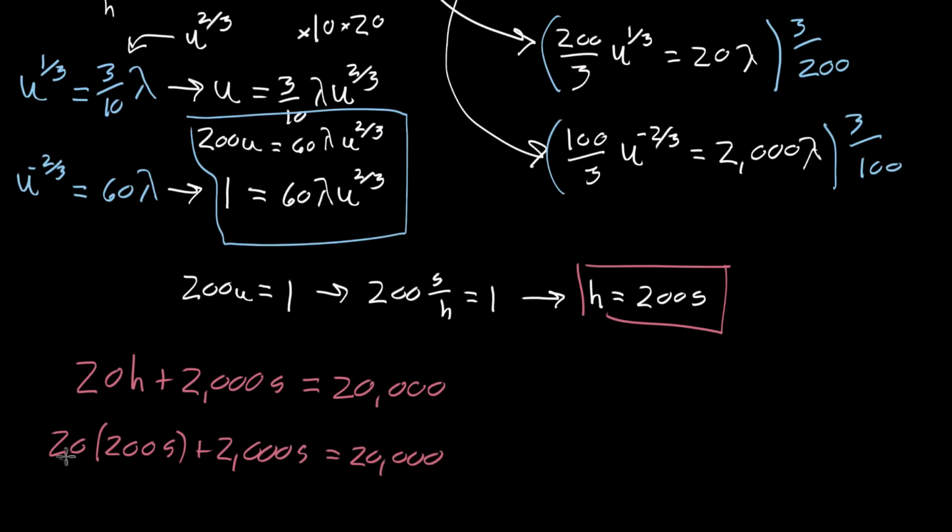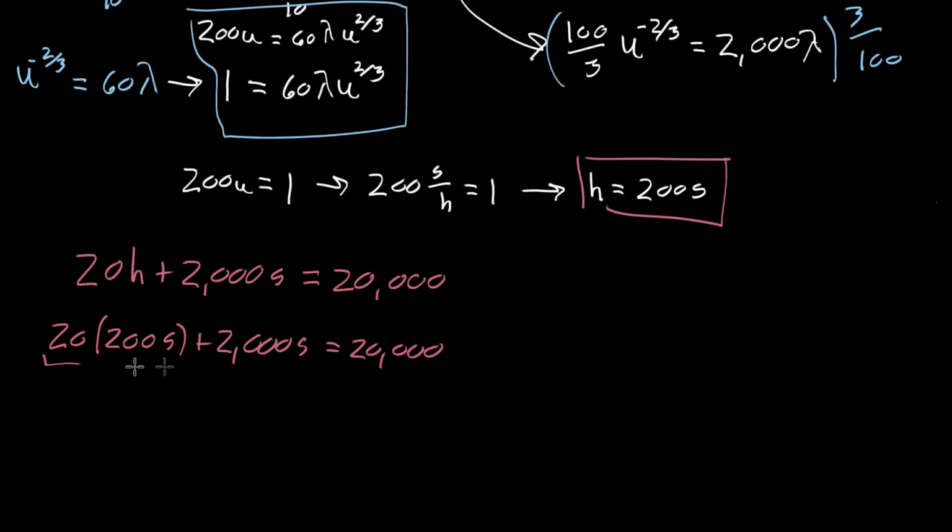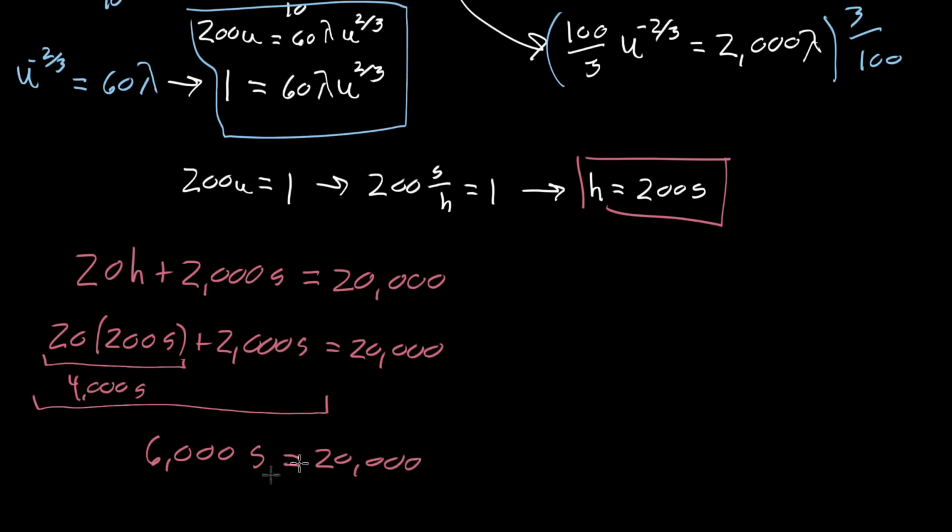And now 20 times 200 is equal to 4,000. So this here is 4,000 S. So the entire left side of the equation simplifies to 6,000 times S is equal to 20,000. And when those cancel out, what that gives us is S is equal to 20 divided by 6, which is the same as 10 divided by 3. So that's how many tons of steel we should get. S is 10 over 3.